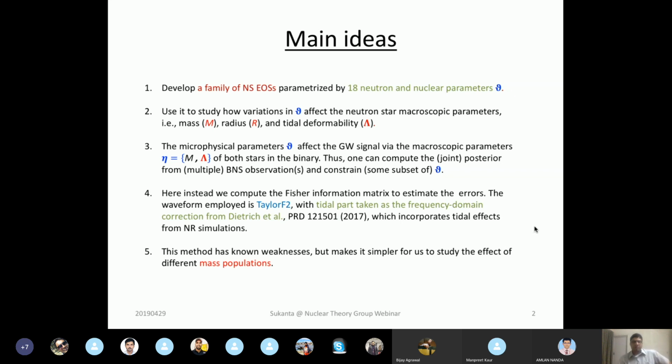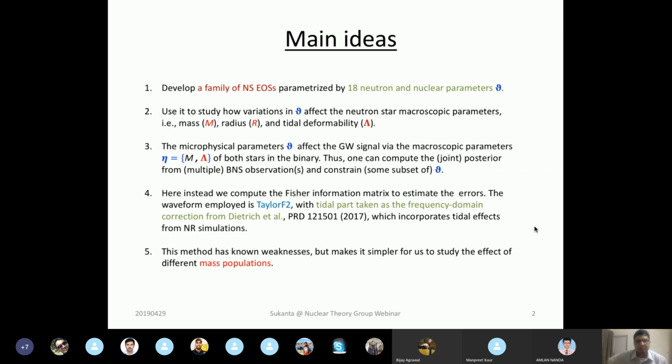So the microphysics parameters theta, for gravitational waves at least, affect the gravitational wave signal's phase, primarily the phase, by modulating the mass and radius. So as you vary these parameters, the mass and radius will vary along with lambda. But mainly mass and lambda. Lambda itself, of course, depends on mass and radius. So let us club these two parameters, mass and lambda, as eta.